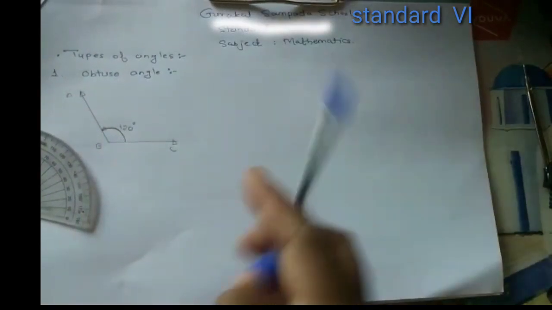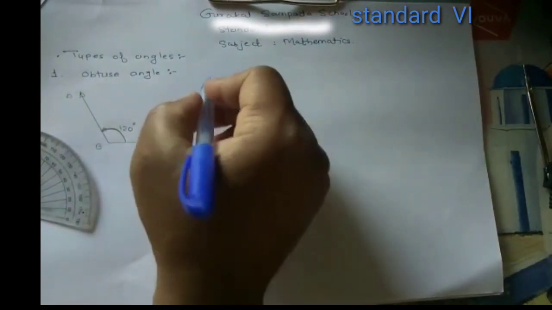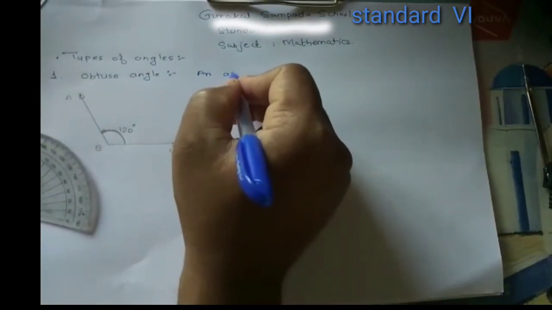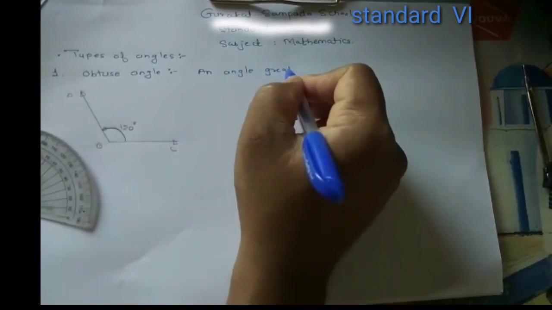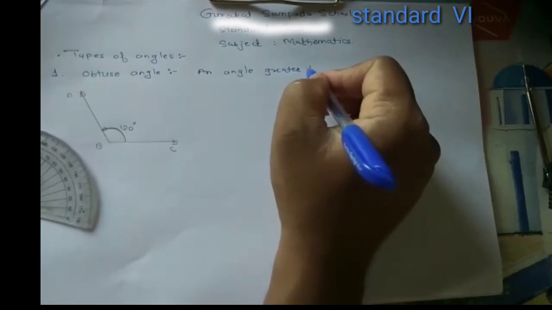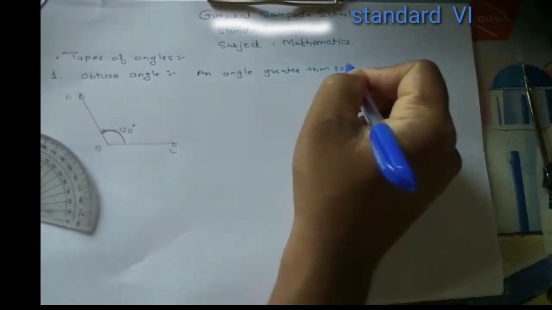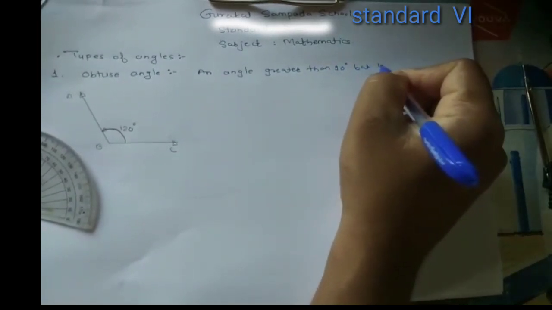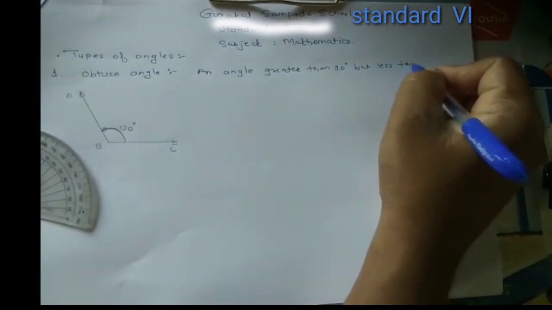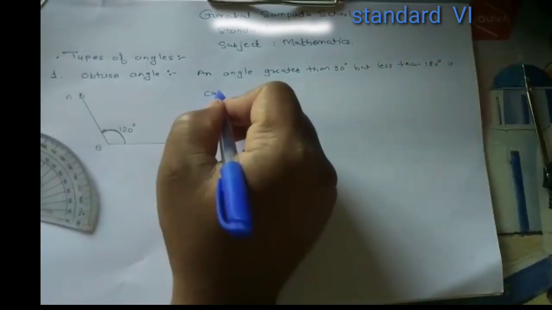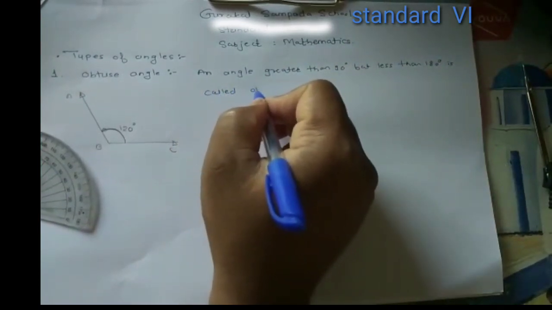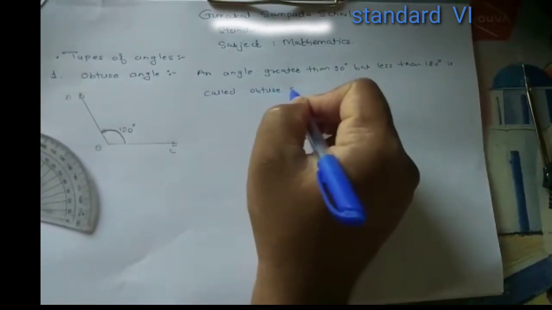Basically, what is an obtuse angle? An angle greater than 90 degrees but less than 180 degrees is called an obtuse angle.